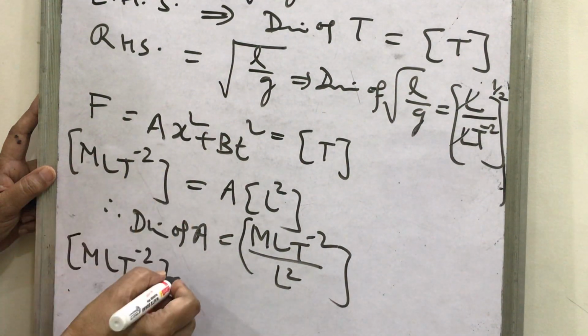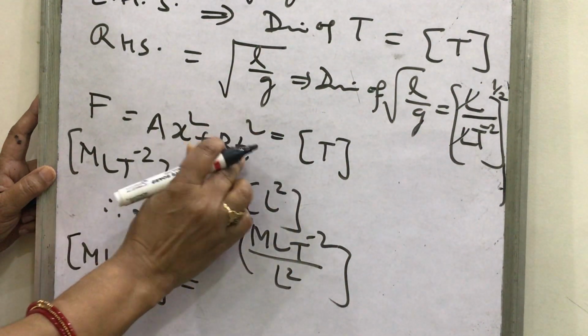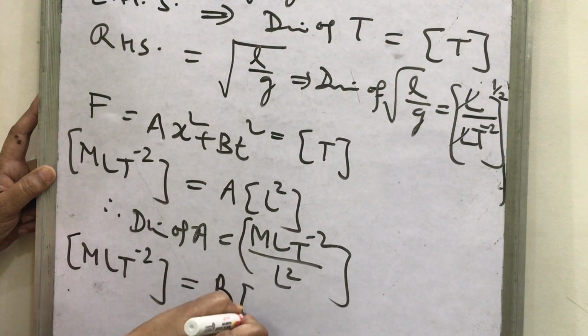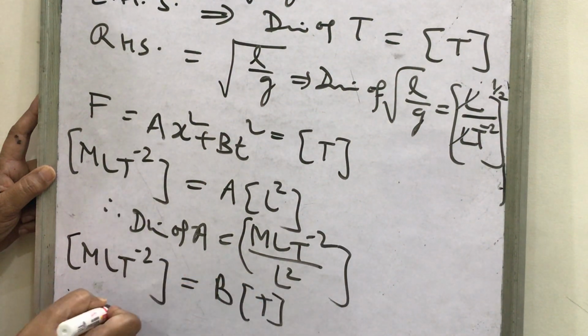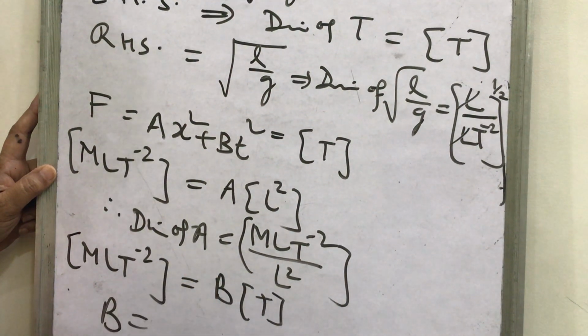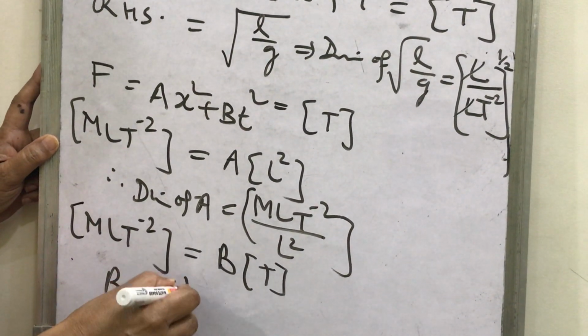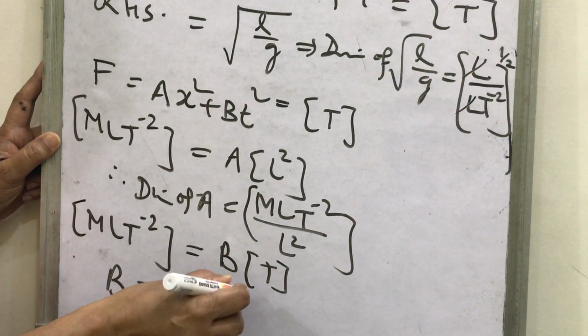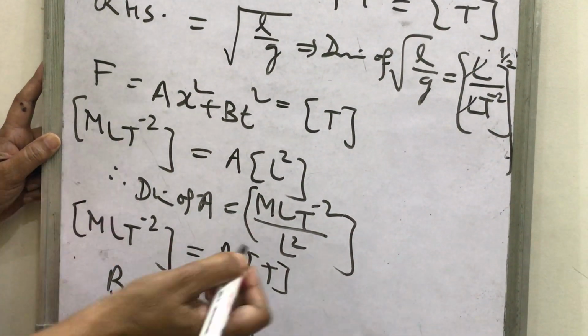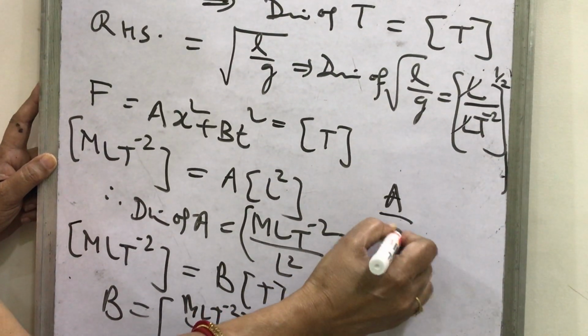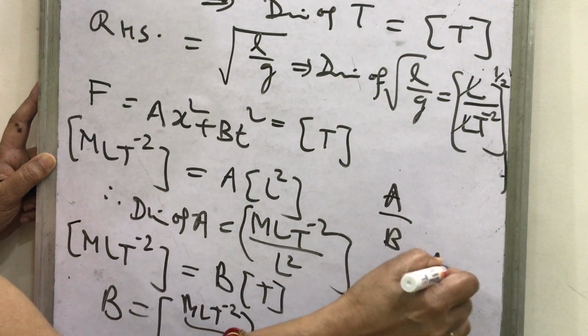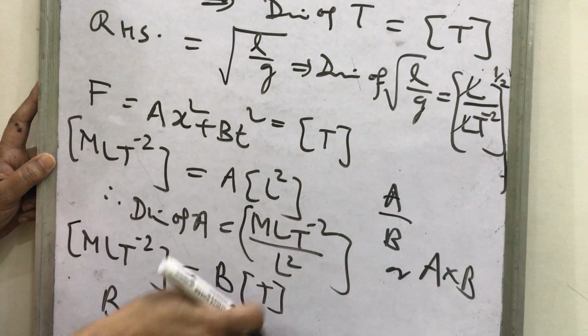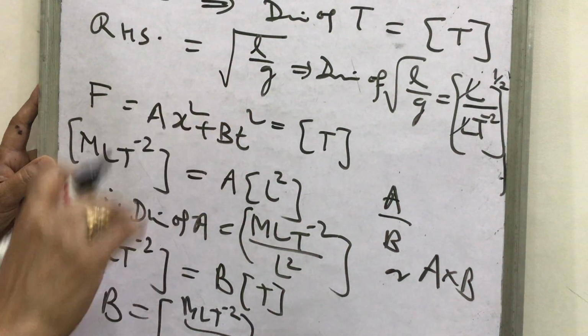We have written the dimensions of F, force, and here B into the dimensions of T, time. In this way you can also find what B will be. B will be equal to MLT to the power minus 2 upon T. Then in some questions it is asked to find what A upon B or A into B will be, then you have to multiply and divide. So in this way you have to solve.